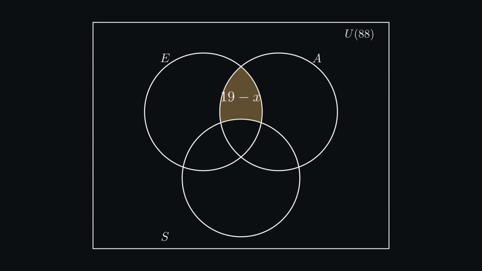Since 19 visited Europe and Africa, only Europe and Africa is 19 minus X. Since 30 visited Europe and South America, only Europe and South America is 30 minus X. Since 26 visited South America and Africa, only South America and Africa is 26 minus X.